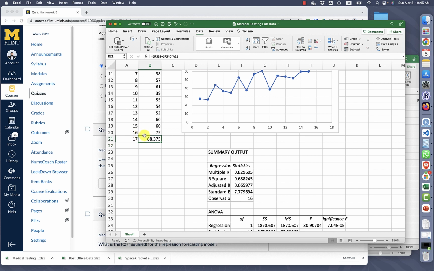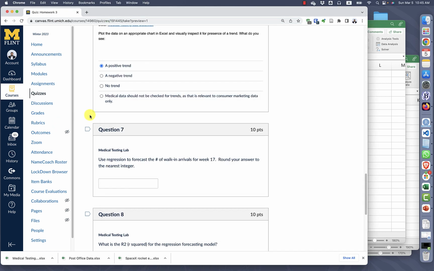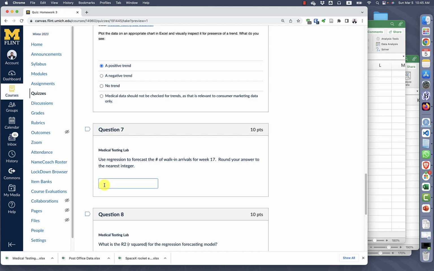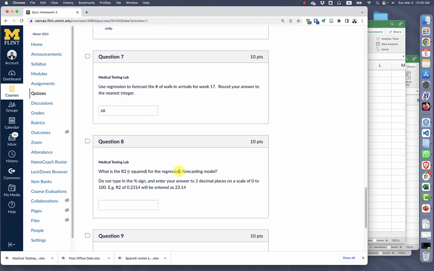And so my forecast is 68.375 for week 17. Now it says rounded to the nearest integer. So 68.375, because it's less than 68.5, will round to 68. Okay.